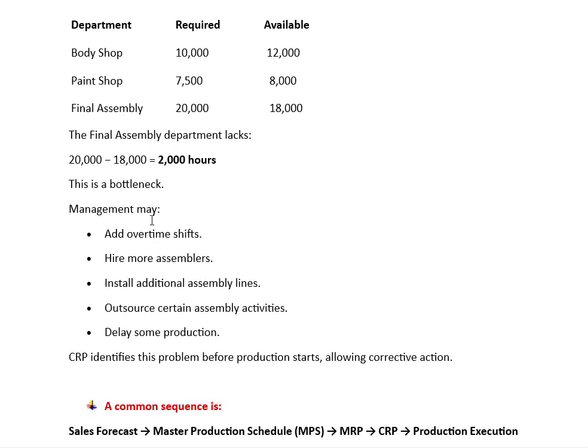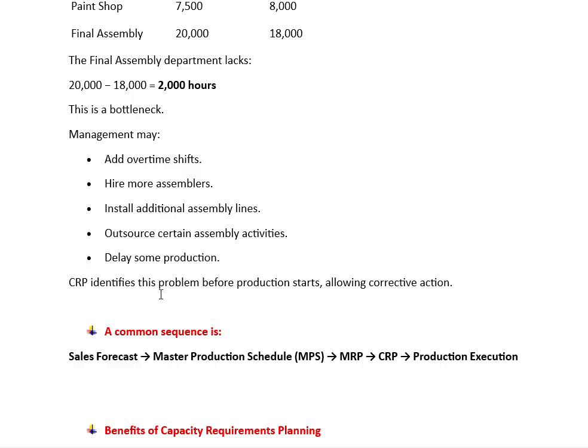Management may add overtime shifts, hire more assemblers, install additional assembly lines, outsource certain assembly activities, delay some production. So management can take a call out of these five options. CRP identifies this problem before production starts, allowing corrective action. So this is the major role of CRP. I hope it is clear till now.